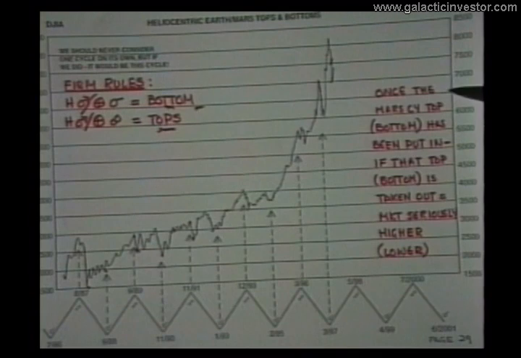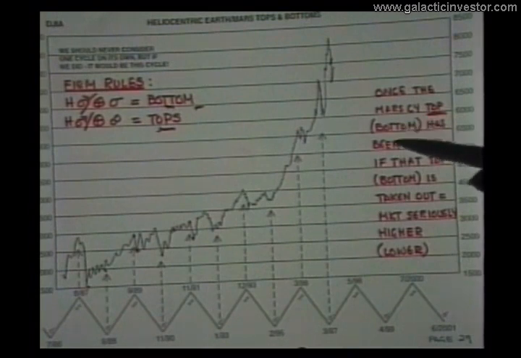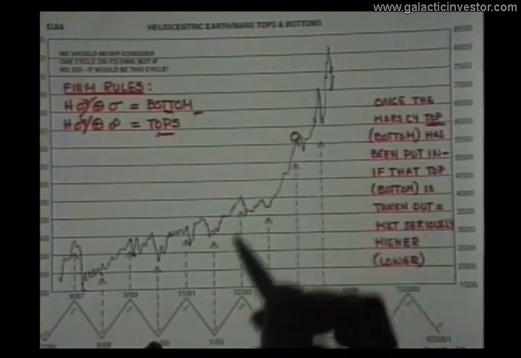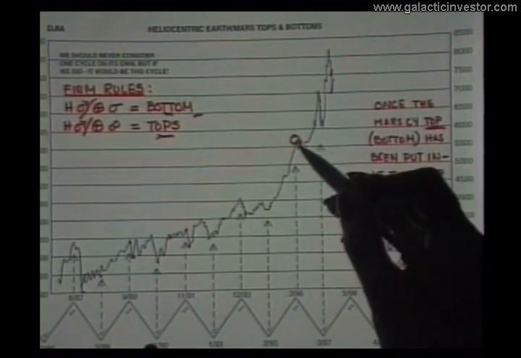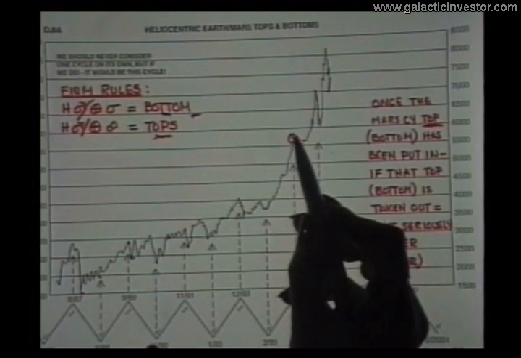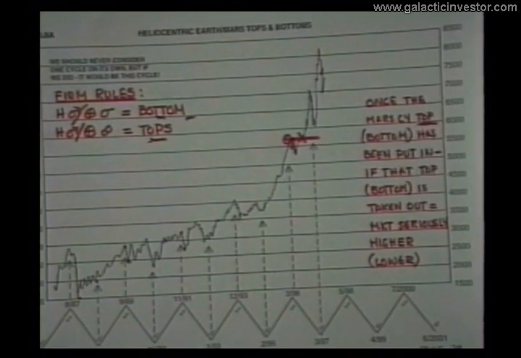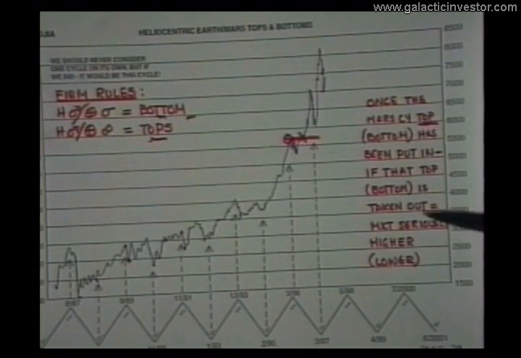Over on this side right here, it tells you that once the Mars cycle top has occurred, or bottom, but once the top has occurred, let's go through it like this. Once the top has occurred, or been put in as I have right here, if that top is then taken out, it means the market is going much seriously higher. We had an example of that right here. Here we had the top put in by Mars. It came down following that Mars, and then that top in the later time frame was taken out. And it told you at that point that the market was going very seriously higher, which it did.